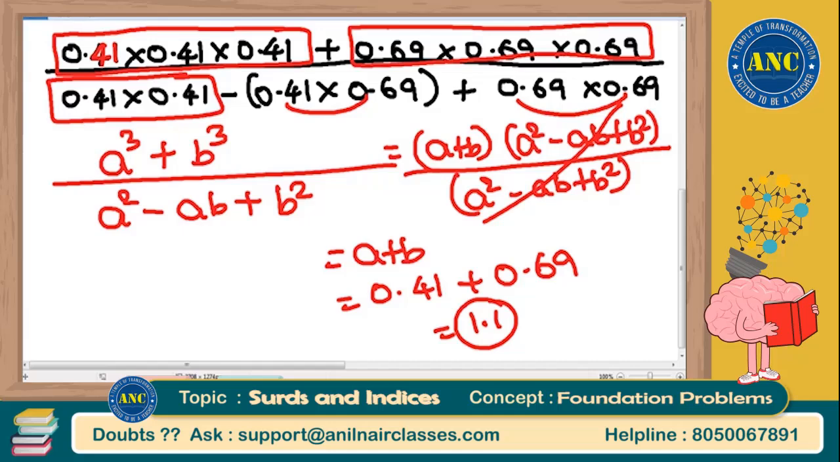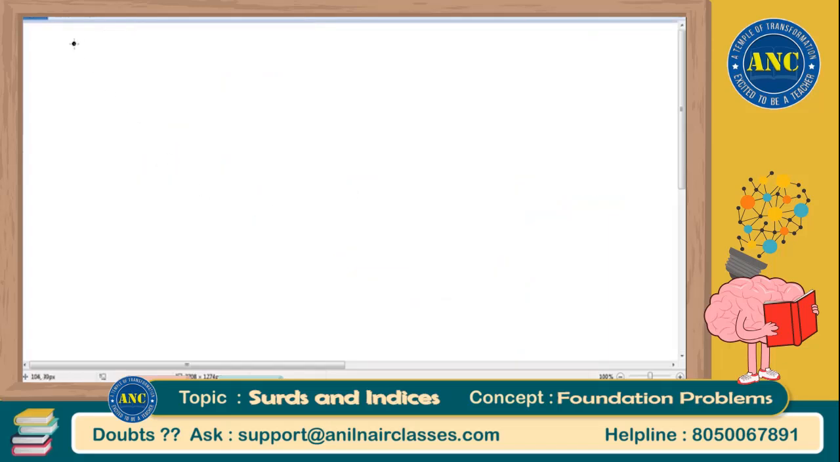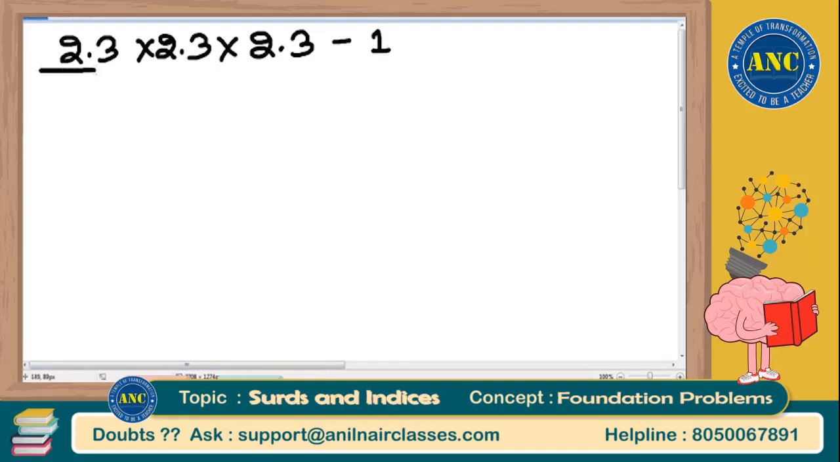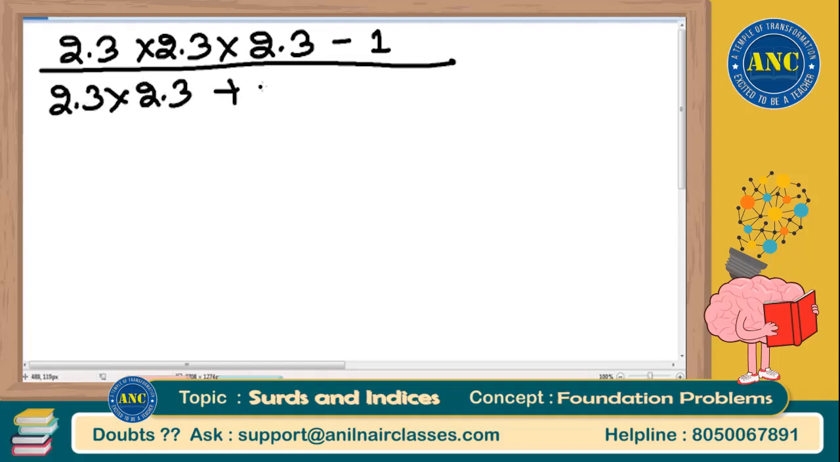Suppose, see here, exactly similar to the question we have solved. I want to try to connect that and it. Your question is 2.3 into 2.3 into 2.3 minus 1, divided by 2.3 into 2.3 plus 2.3 plus 1. This value I need to find.